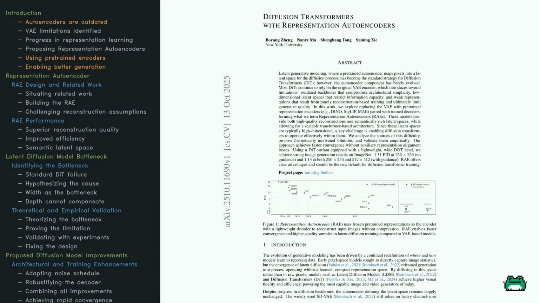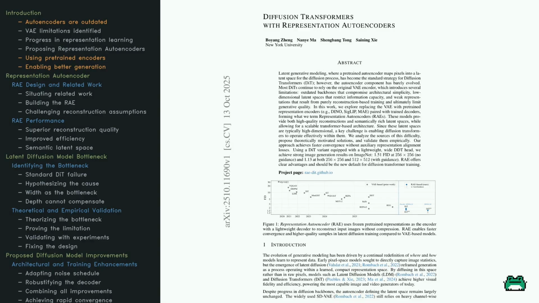So what's their big idea? They propose swapping out this old component. Instead of a VAE, they build what they call a Representation Autoencoder, or RAE. From now on, we'll call it the RAE. They take a powerful, pre-trained encoder, like DINO or MAE, which are great at understanding the content of an image, and pair it with a new, lightweight decoder. This gives them a latent space that's not just compressed, but also semantically rich. It actually understands what's in the image.